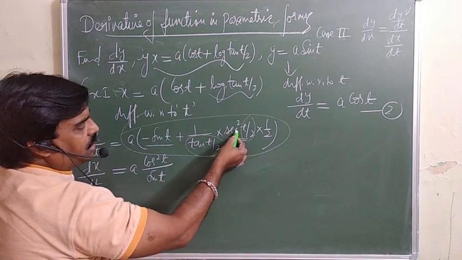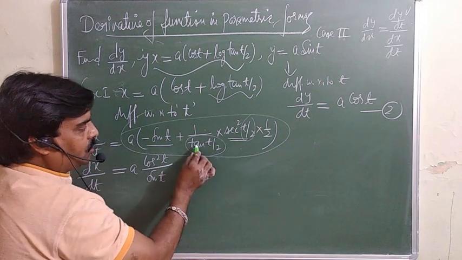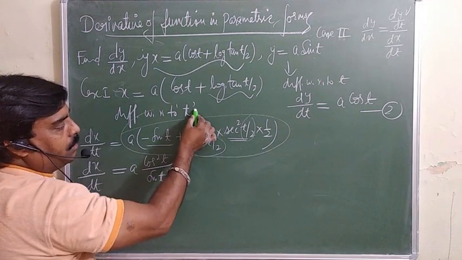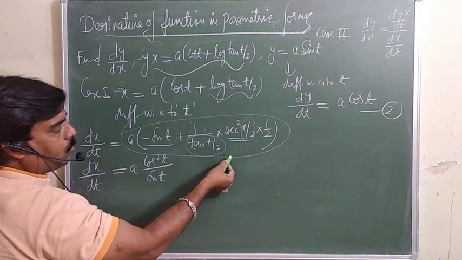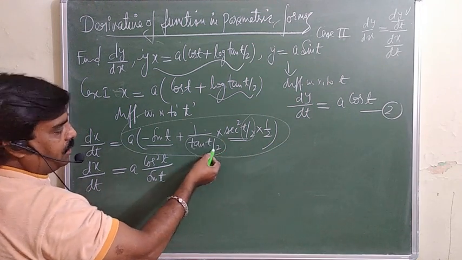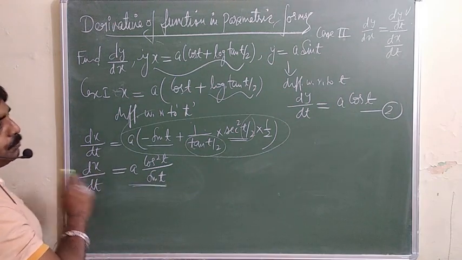Just see how this can be written as 1 over cos square t by 2, and this is sin t by 2 over cos t by 2. Cos t by 2 and cos t by 2 can be cancelled out. So in the denominator what you will get? You will get sin t only. You will solve this one, you will get this. So dx over dt will be this one.